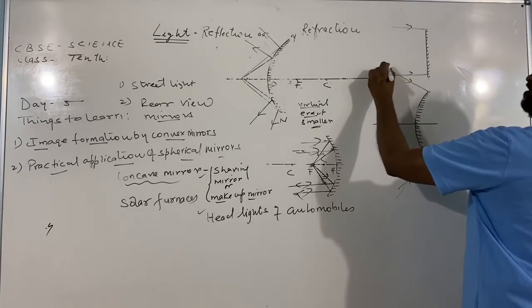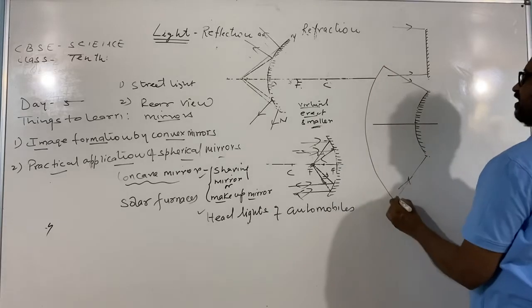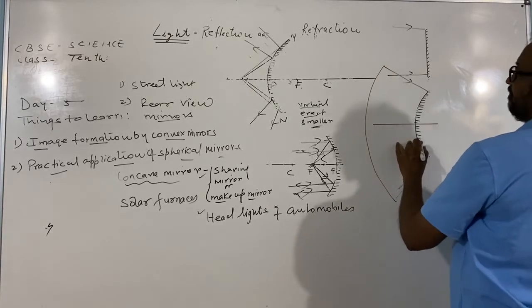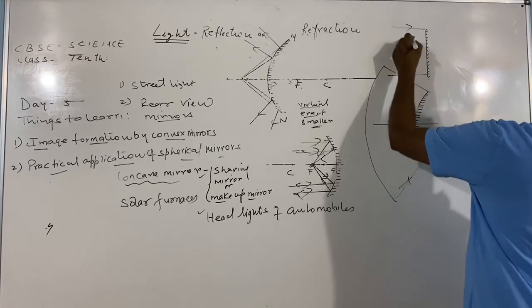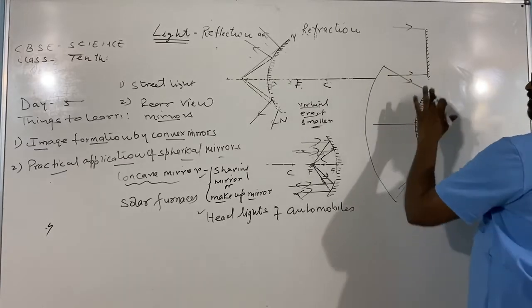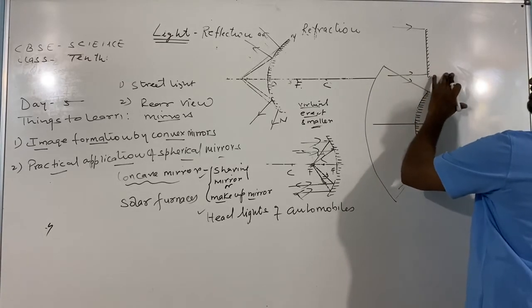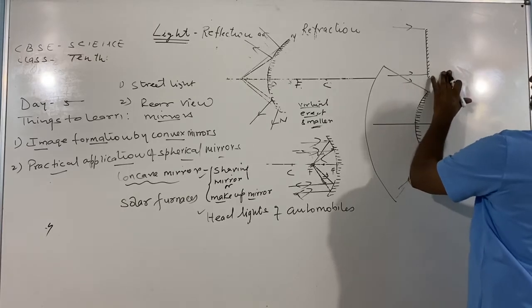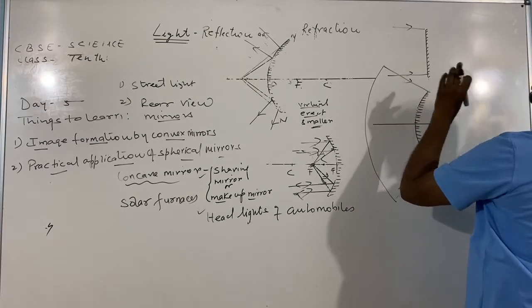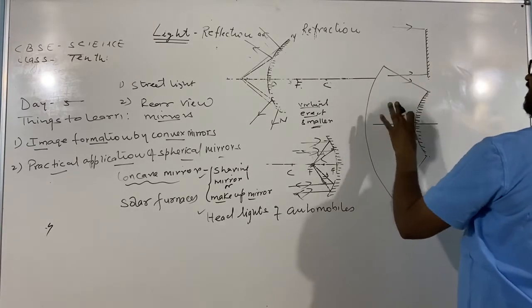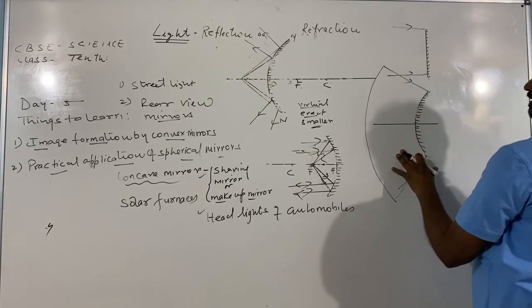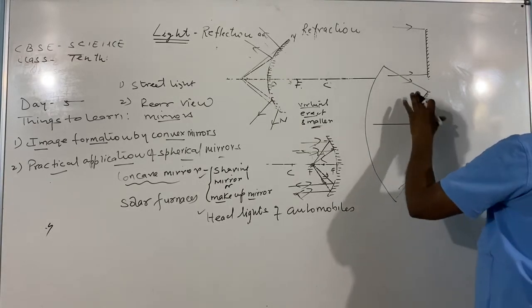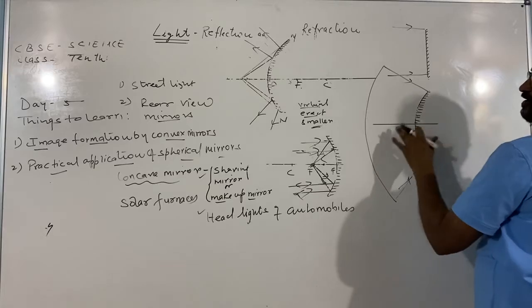You can see this is the field area of the convex mirror and this is the field area of the plane mirror. So plane mirror is not very useful as a rear view mirror because it has very small field of view, whereas a convex mirror is very useful because it has a large field of view.